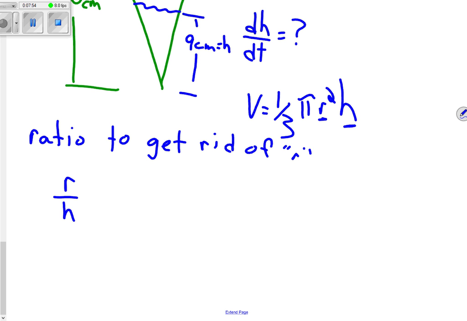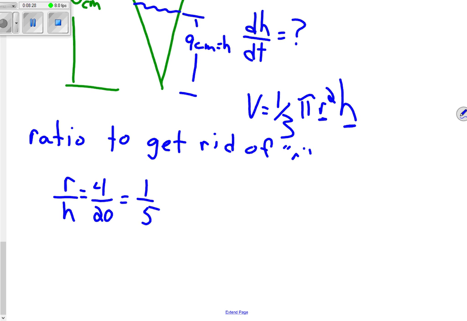So we're going to check the ratio of radius to height. Sorry, not ratio. So we know our radius is what on this cone? 4 centimeters. Good. And the height is 20 centimeters. Which is equal to 1/5. So our ratio is 1/5.